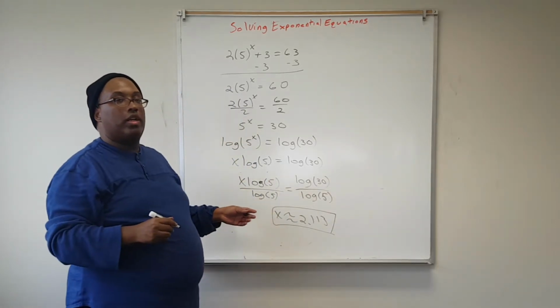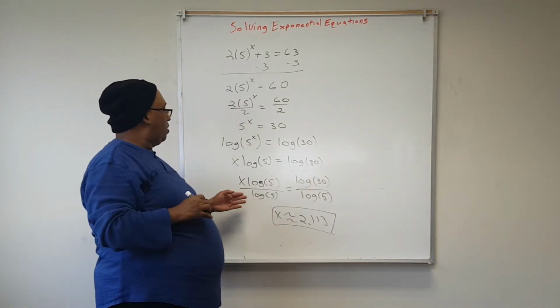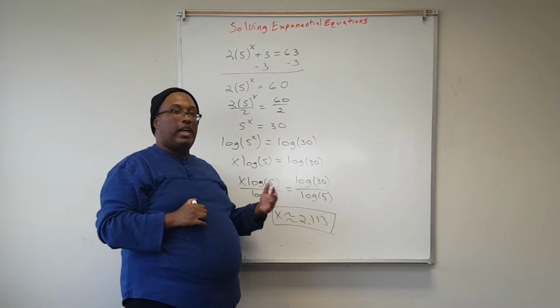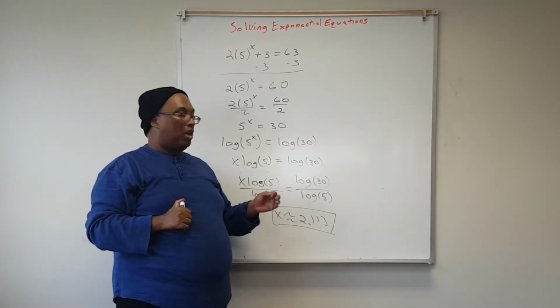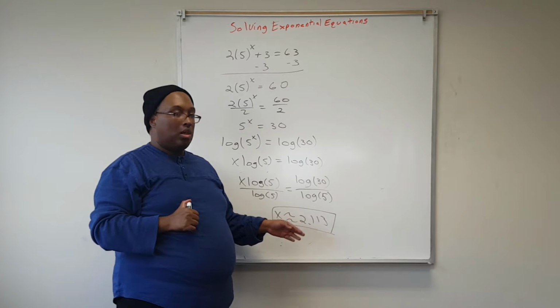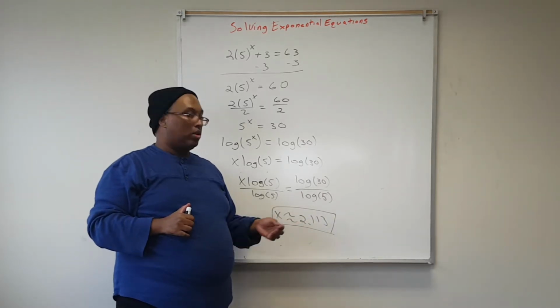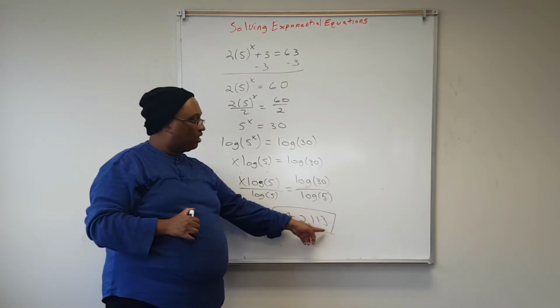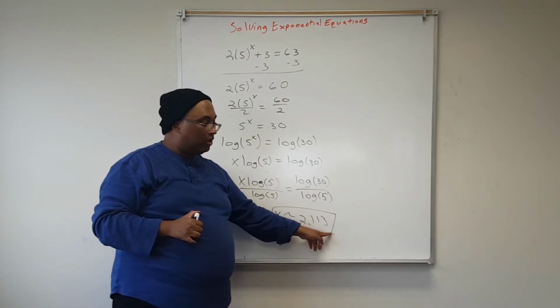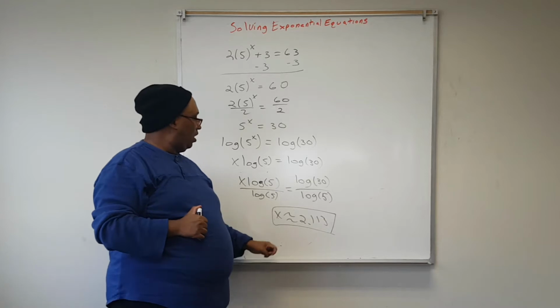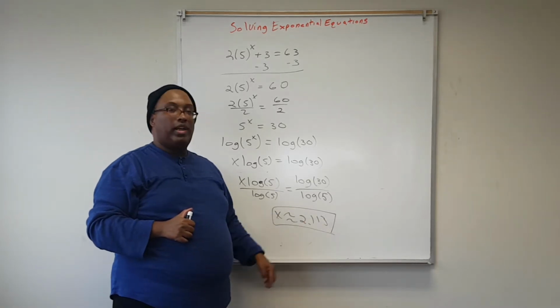So when you're working with logarithms, you don't usually come out to a nice number like we did in the other examples. Here we have an approximation, and it's nice to round to 3 or 4 decimals depending on what your teacher wants. Here we round it to the 3rd decimal place. That's the 3rd digit after the decimal point. So 2.113 is our answer.